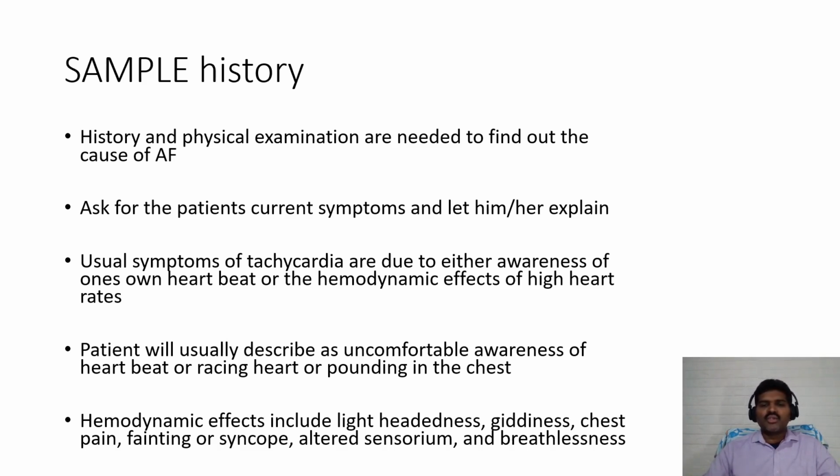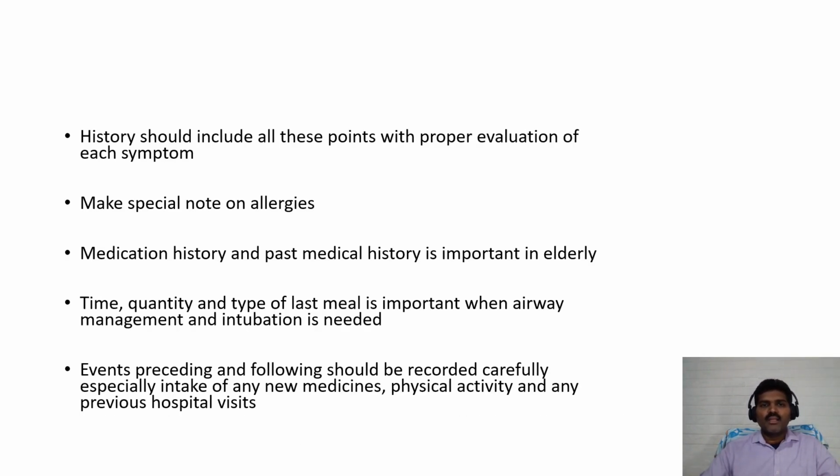History should also include proper evaluation of each symptom. Make special note of allergies. Medication history and past medical history will give a clue to the cause of AF, and it is very, very important in elderly patients. Timing, quantity, and type of last meal is important when you need to manage the airway and an intubation is planned. Events preceding and following should also be recorded carefully, especially intake of any new medicines, physical activity, and any previous hospital visits, which can give you a clue regarding the cause of atrial fibrillation.